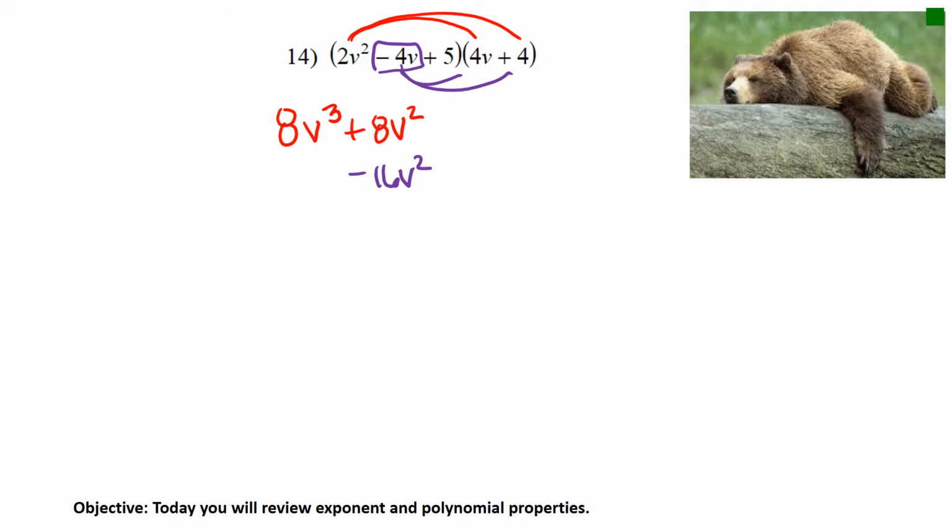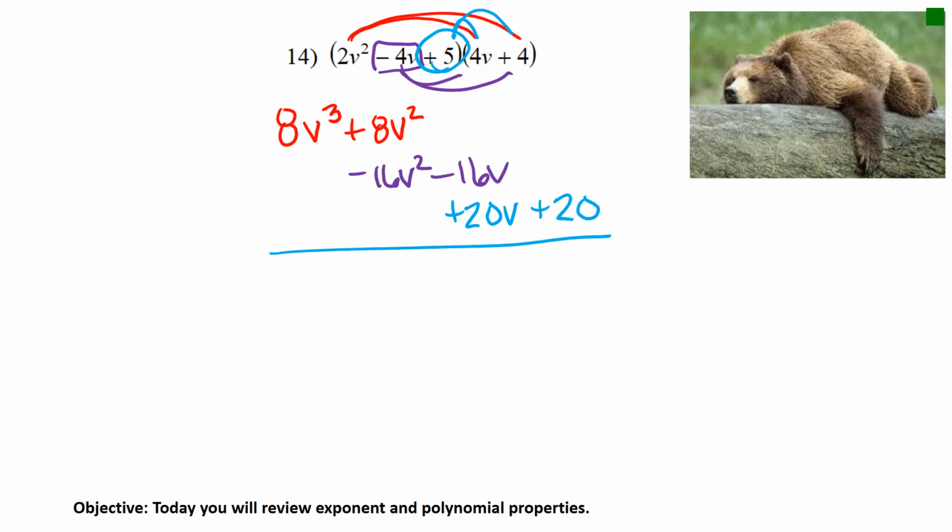Negative 4v times 4, that's negative 16v. I don't have one of those columns, so let's just add it to the end. Then I'm going to take a positive 5 times 4. That's 20v. 20v goes in the v column. Positive 5 times 4 is just 20. No v's, so it's in the constant column at the end. Add them all up for a final answer of 8 with your v cubes. 8 minus 16 is negative 8. That's the v squares. Negative 16 plus 20 is a positive 4v, and then there is a positive 20.